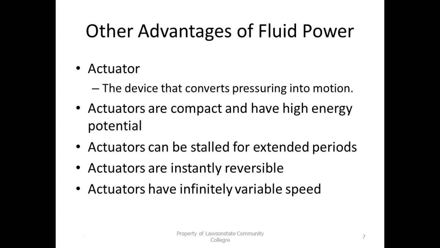Then we have another rotary actuator that has a unique name. It's called a motor. Usually when we use the term actuator, it's something that has a limited motion, usually less than 360 degrees. When we use the term fluid power motor, that's a motor that can rotate unlimited turns. So even though a motor is a rotary actuator, we split those two terms up.